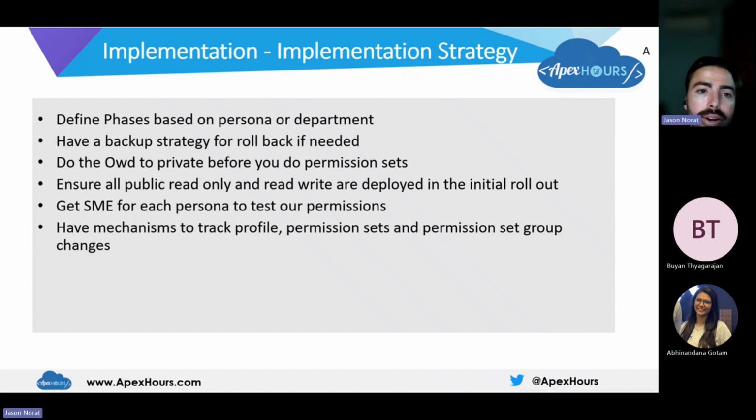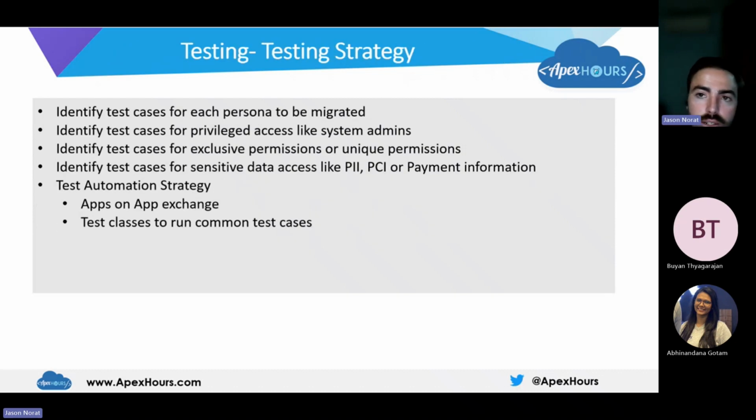Also, getting the subject matter expert for each persona to test those permissions, right? And having the mechanisms to track the profile, permission set, and permission set group changes is absolutely fundamental, right? Whether that be in a spreadsheet or a DevOps tool, those are the things that allow for a successful implementation, on top of these testing strategies that Abhinandana was able to chat through.